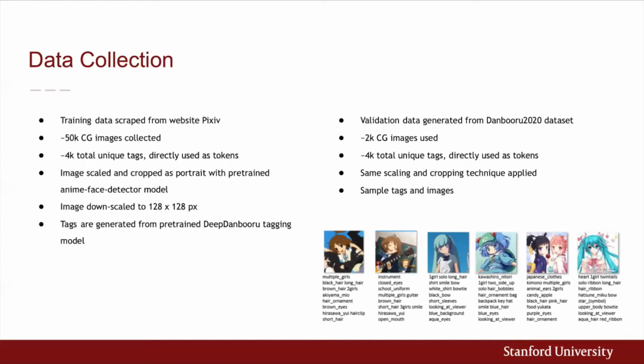The tags that we use are generated from pre-trained Deep Danbooru tagging model, as we mentioned in prior works, because community collected tags are usually quite noisy. Our validation data is collected from the Danbooru 2020 dataset, and then we use 2,000 CG images from those, which also totals up to approximately 4,000 unique tags. We apply the same scaling and cropping technique. Down here is some sample tags and images from our dataset.